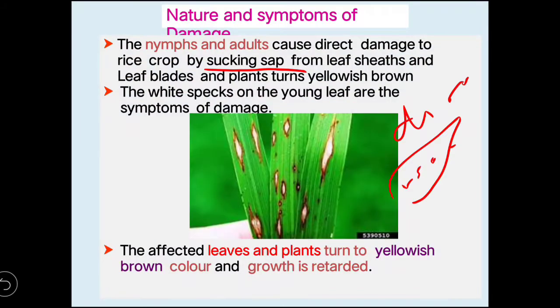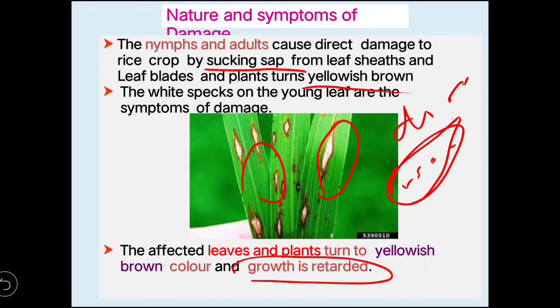So there is indirect damage by the tungro virus, and direct damage by sucking the sap from the leaf. As a result, the plant will turn yellowish brown, and you will find white specks on the young leaf. The affected leaves and plants turn yellowish brown and growth is retarded.